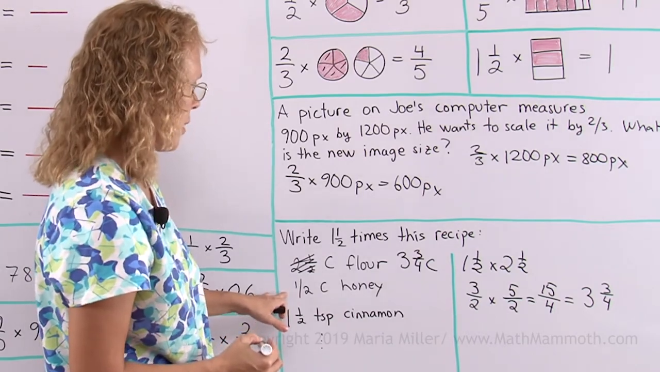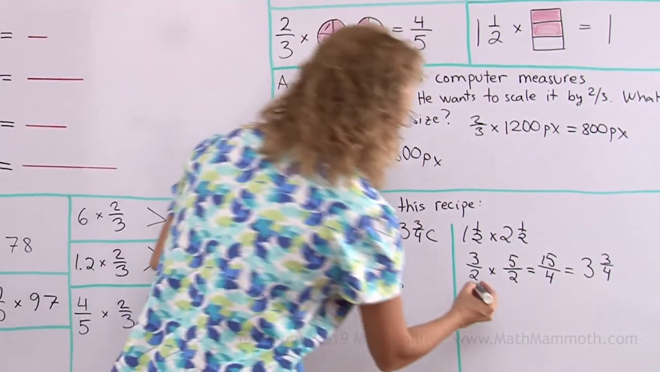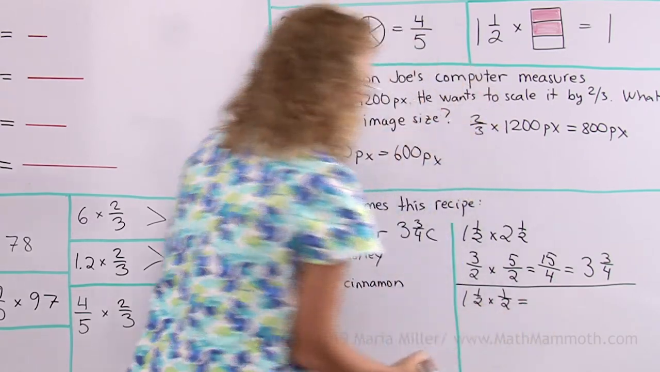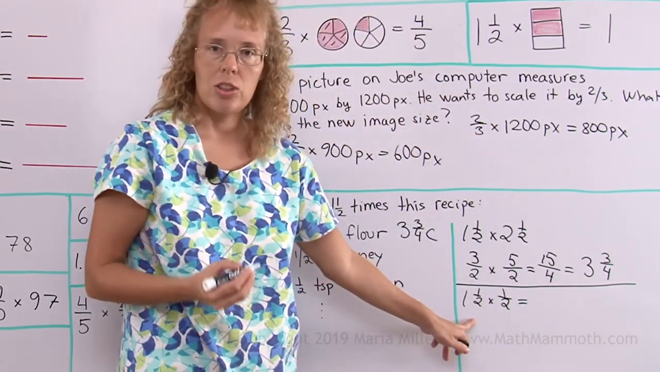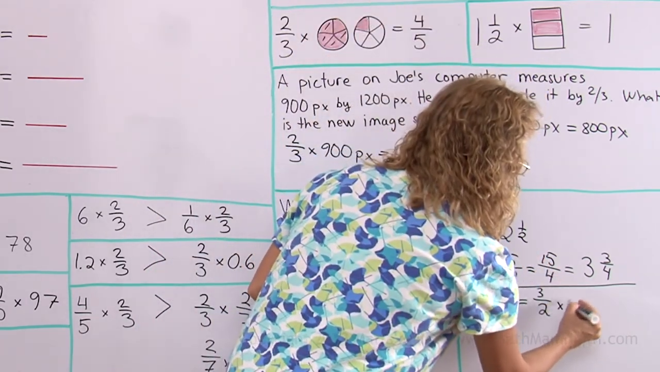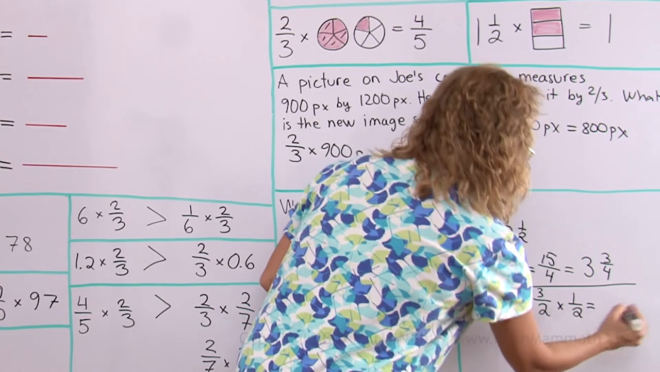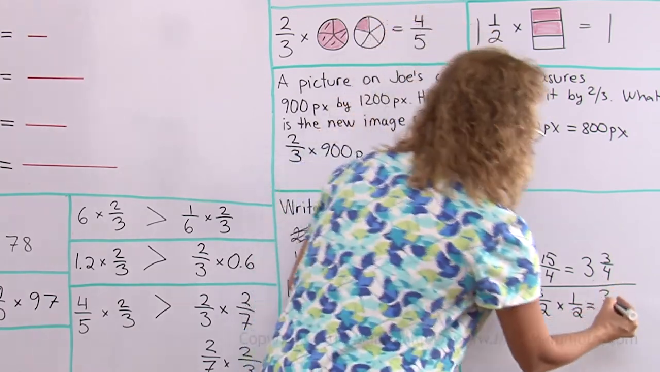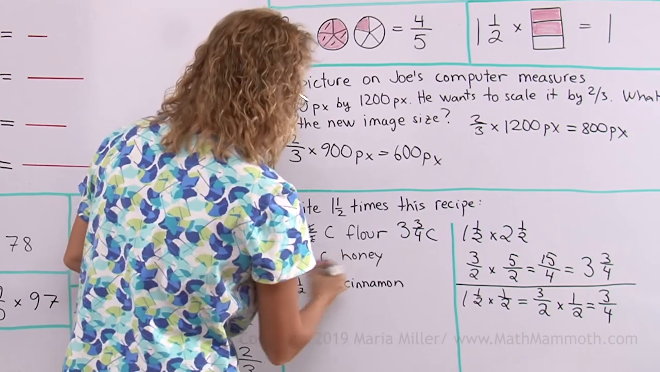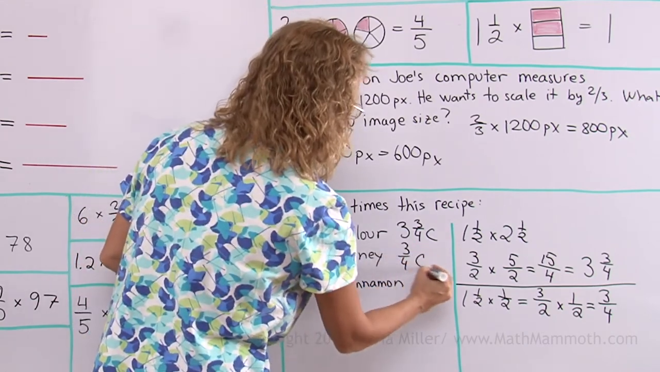Now honey, 1.5 times half. In a similar way, I need to change this to a fraction first. So it is going to be 3/2 times 1/2. And then multiply the top numbers and multiply the bottom numbers. 3/4. So this will be 3/4 of a cup of honey.